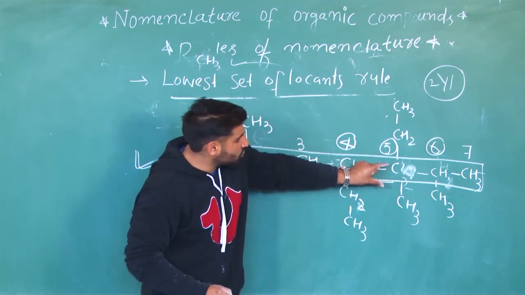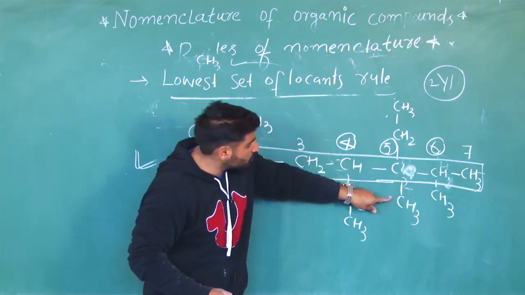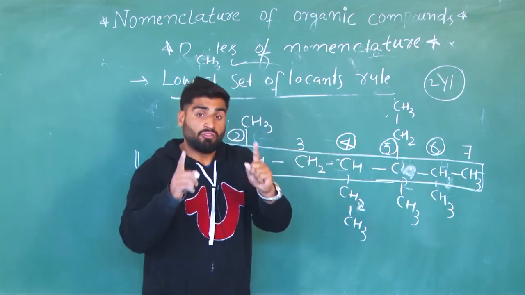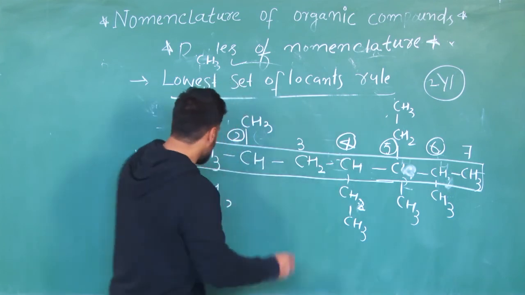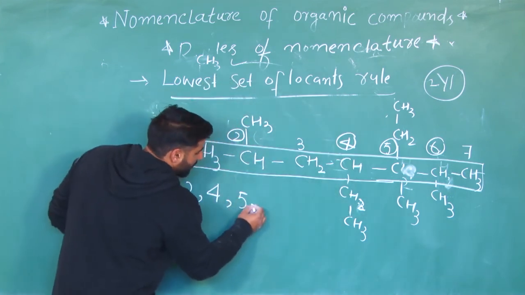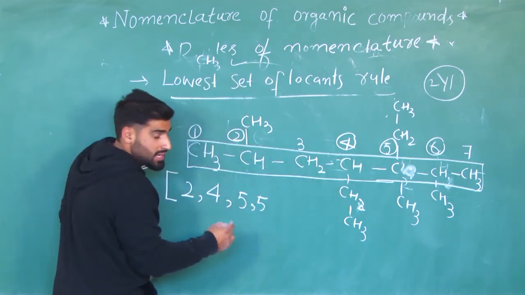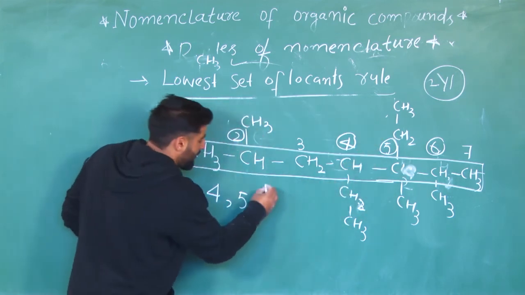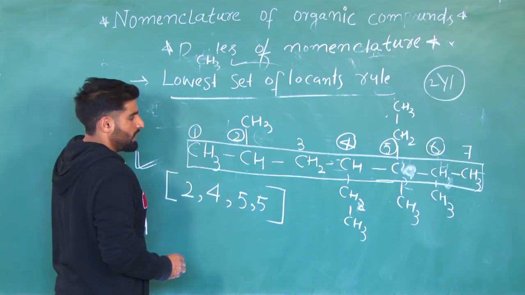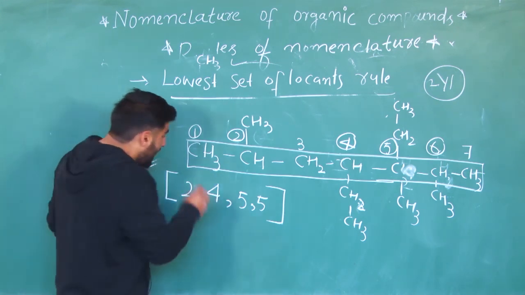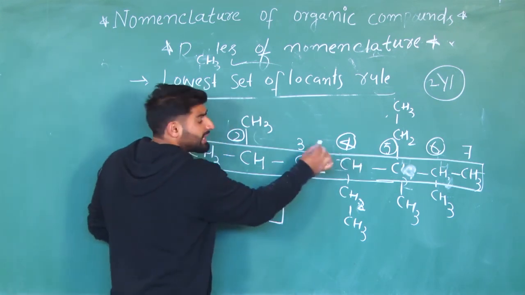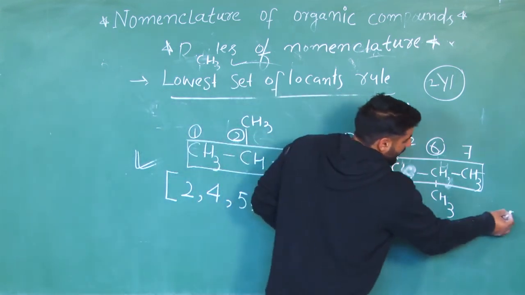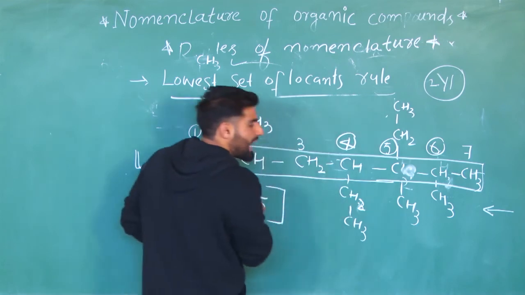Here we have a different story. We have 2 substituents on this carbon. So I will write 5 twice, like this, 5, 5. Why 2 times, students? Because I have 2 substituents. That's why 5, 5. Now, this is the set of locants if I number the carbon chain from this side. Now I will number this chain from the other side.